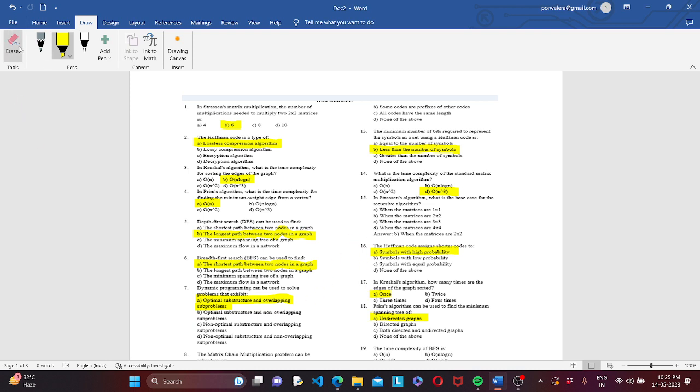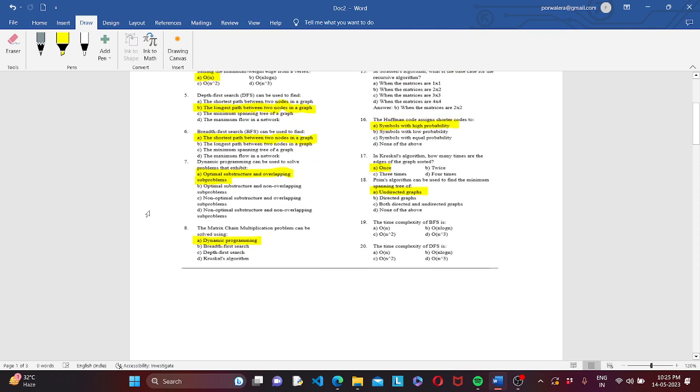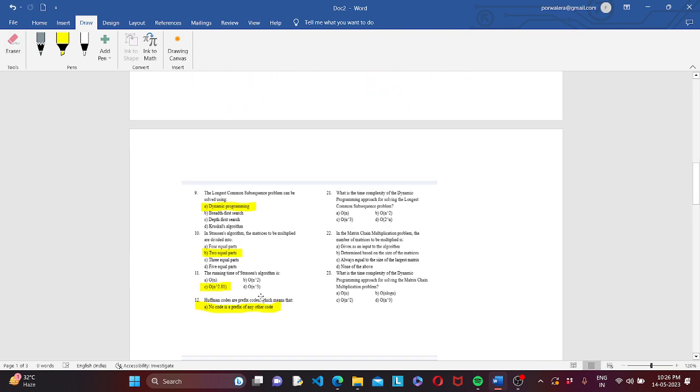Now question number 19 is the time complexity of BFS, which is breadth first search. The time complexity for BFS is O of n, which is option A. And question 20, the time complexity for DFS, which is depth first search, would be the same, that is O of n, which is option A. Now let us see question number 21.